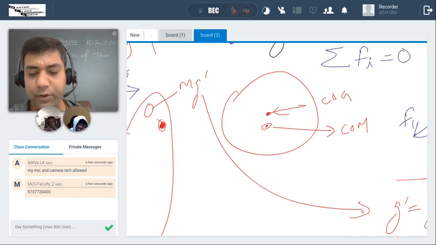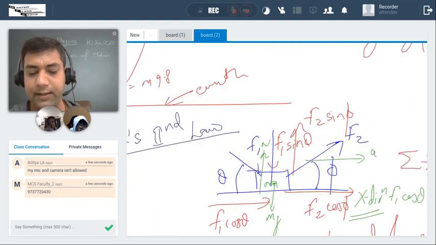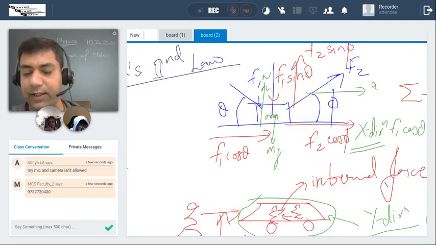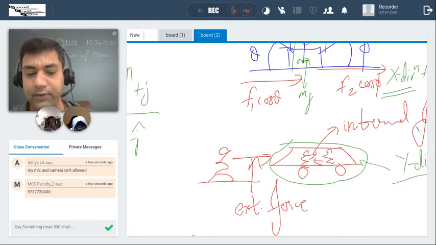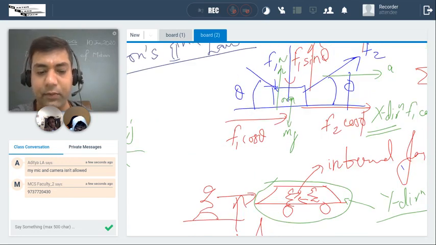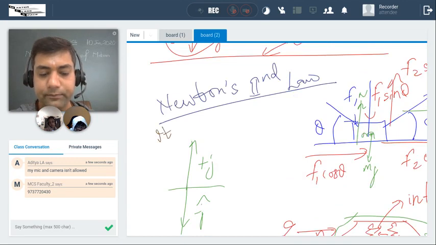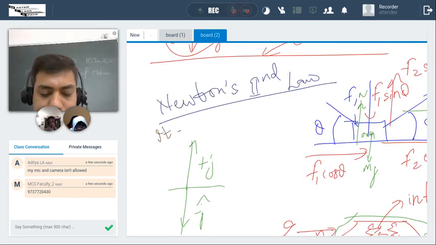Okay, and you understood one other thing, that equilibrium concept, Newton's second law. It gives some measure of it. Newton's second law gives a measure of. I will write it down for you.